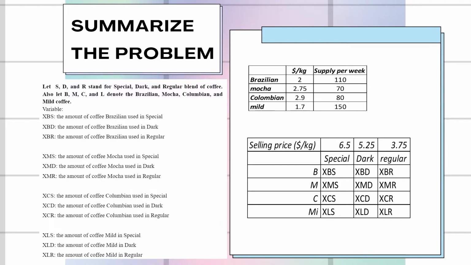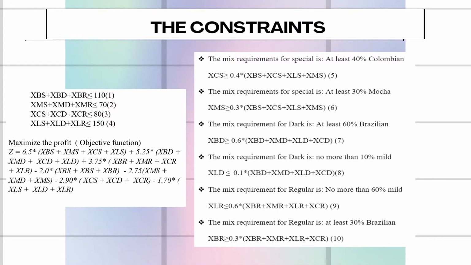After having the parameters and decision variables, we will move on to create the objective function. Our objective function is to maximize the profit Z. We are showing it in the slide. And then we will find the constraints.